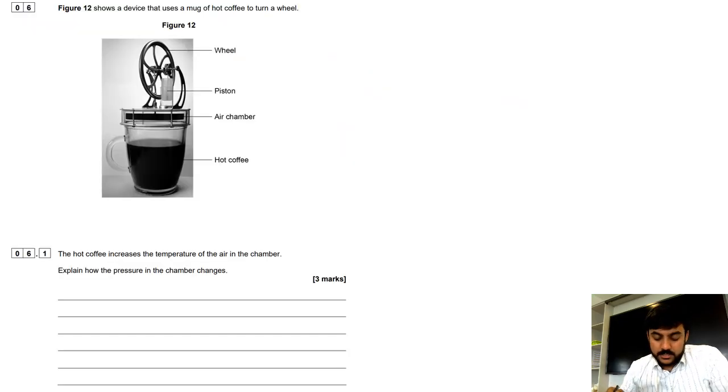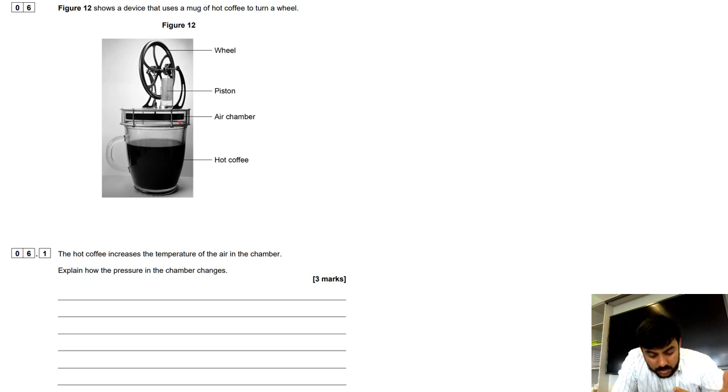Figure 12 shows a device that uses a mug of hot coffee to turn a wheel. The hot coffee increases the temperature of the air in the chamber. Explain how the pressure in the chamber changes. This is an interesting system. When the pressure in the chamber changes, the air pushes apart, which causes the piston to move up, which causes the wheel to turn.